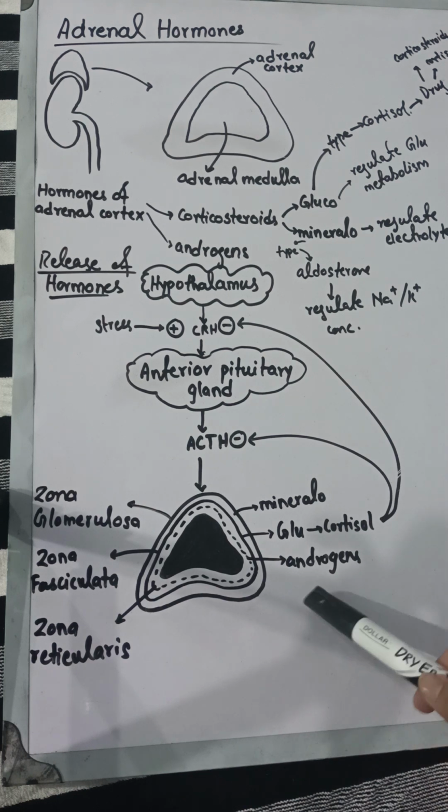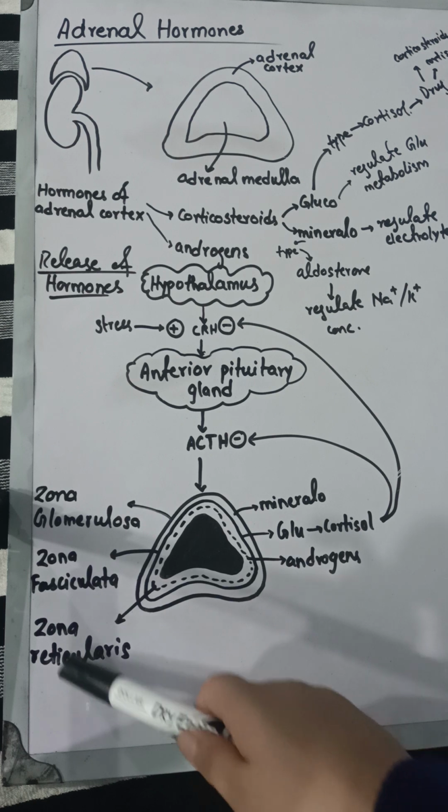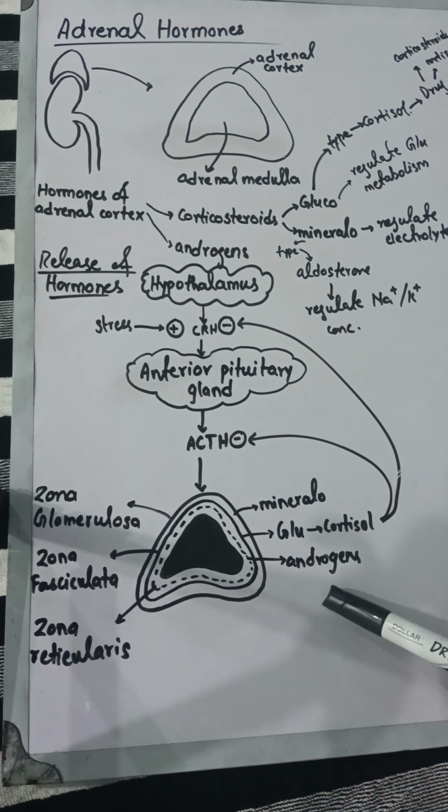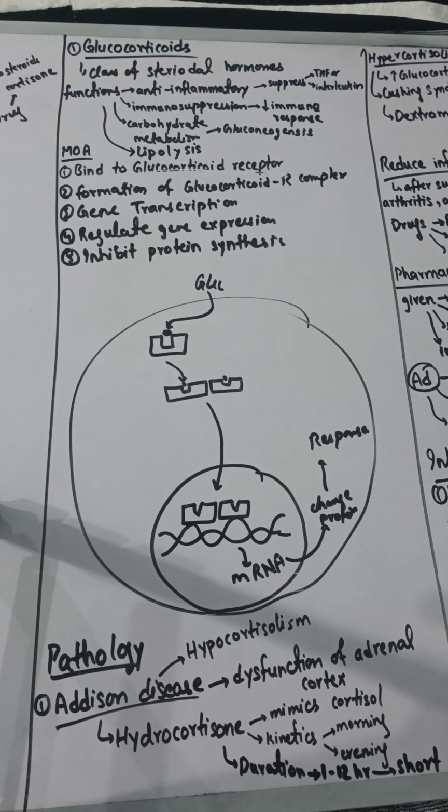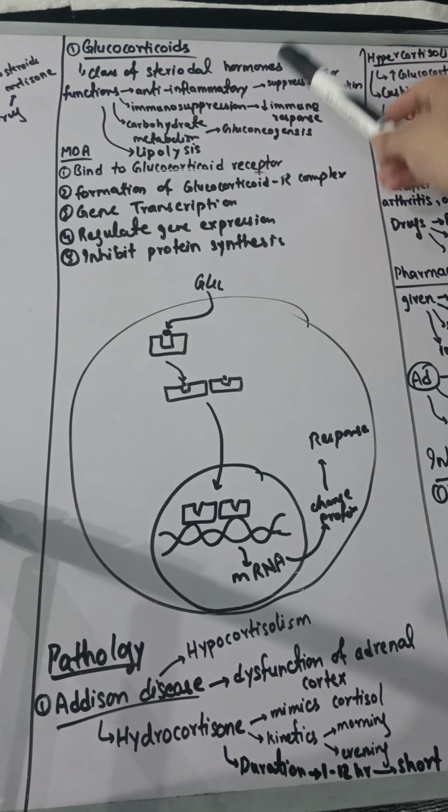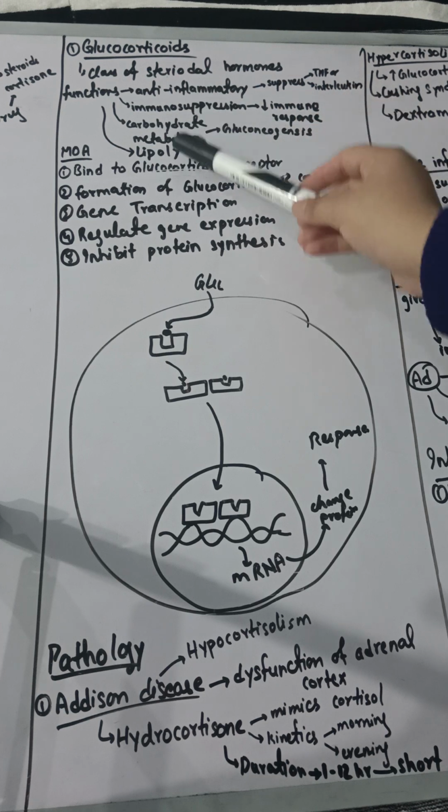And the third hormone is released by the last layer, which is the zona reticularis. This is the androgen. Actually it is controlling the male characters in our body. So let's discuss the glucocorticoids, which is our first lecture. So here I have given glucocorticoids. These are a class of steroidal hormones. Their function is given here.